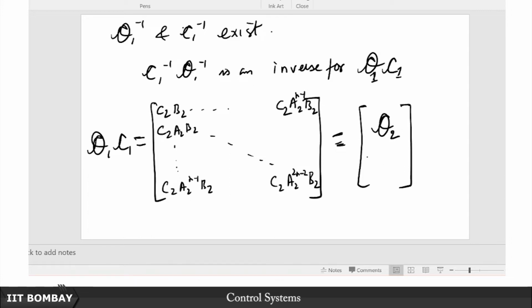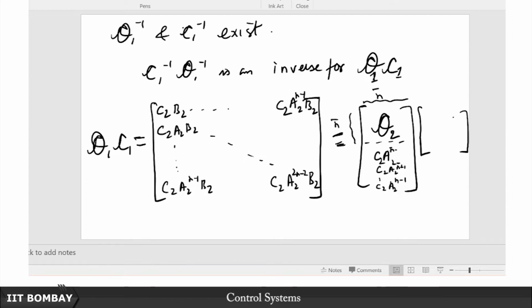and I pad it further with additional terms here, that is C2 A2 to the n bar, C2 A2 to the power n bar plus 1, likewise till C2 A2 to the power n minus 1. So remember, till here this is of size n bar. Now look at the other thing here, this controllability matrix. I can write this as controllability 2. Notice the size of this now, this is of size n bar, correct.